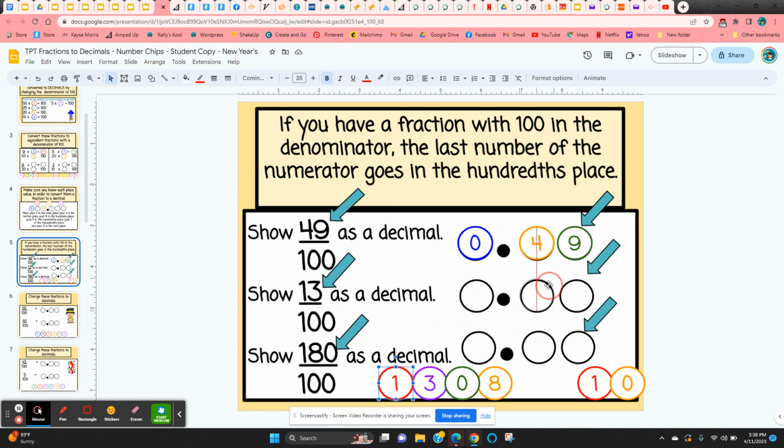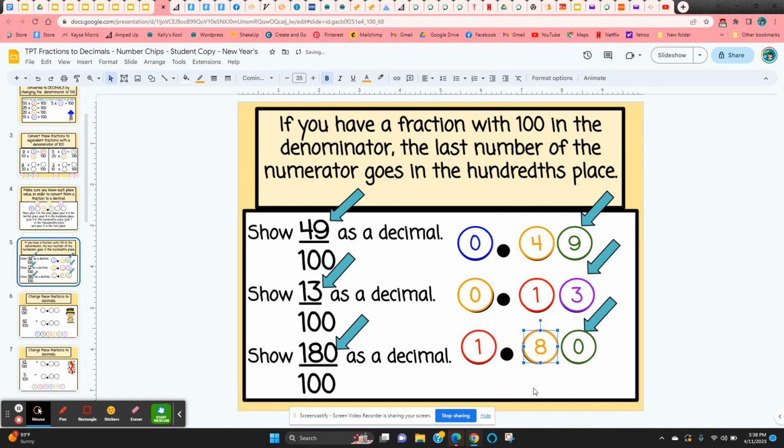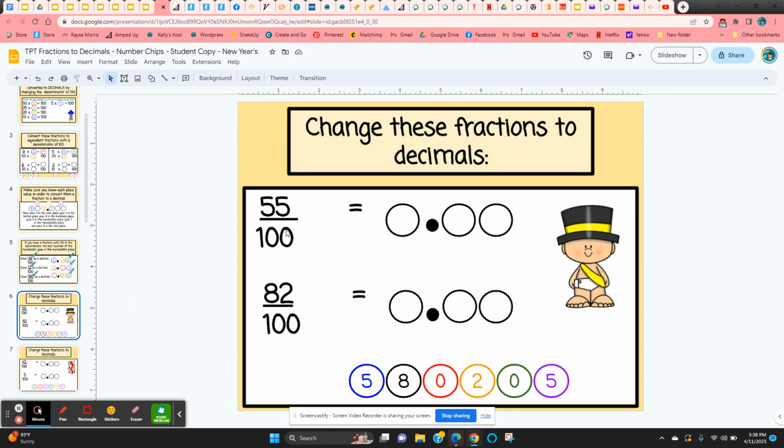The next one, the 3, the number on the far right in the numerator, is going to go into the hundredths place. And then if they have a fraction that's greater than 1, same thing, that number on the far right will go in the hundredths place. And if they place the other numbers in order, they get 1 and 80 hundredths. So the next slide, they're going to be doing the same thing, just changing the fraction to a decimal.